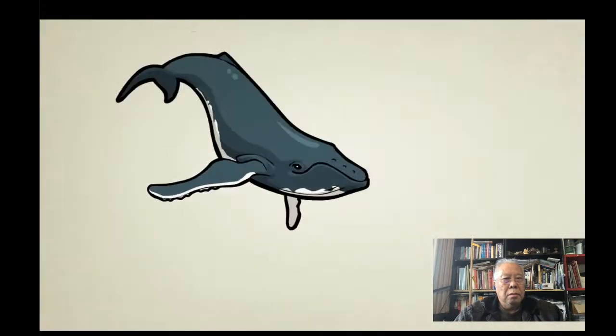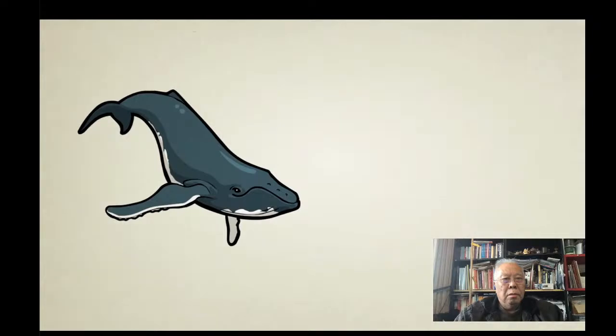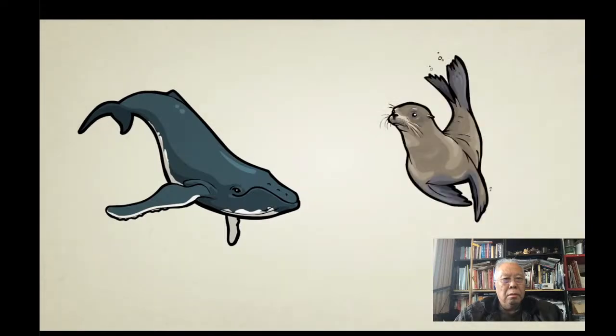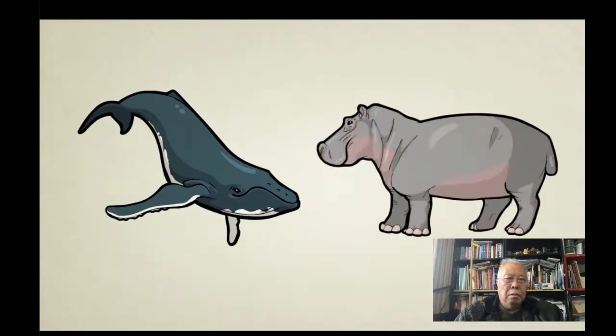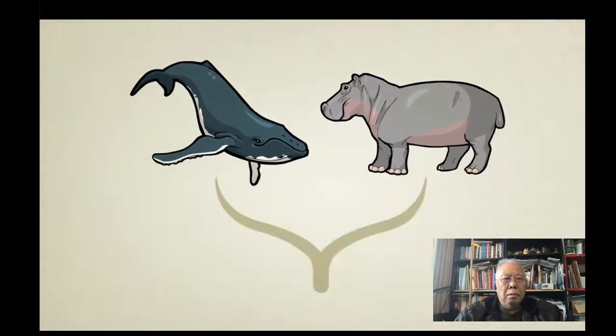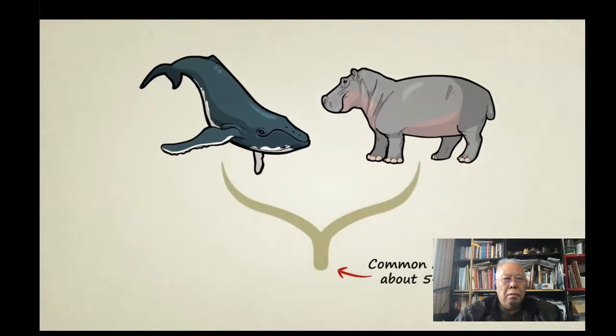Whale DNA has been compared to all kinds of other animals, fish, sea lions, you name it. And so far, the closest genetic match is to the pudgy, water-loving hippopotamus. This does not mean that whales evolved from hippos, but if this genetic finding is correct, whales and hippos both evolved from a common ancestor that lived roughly 54 million years ago.